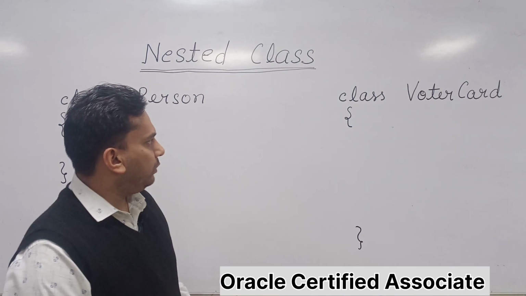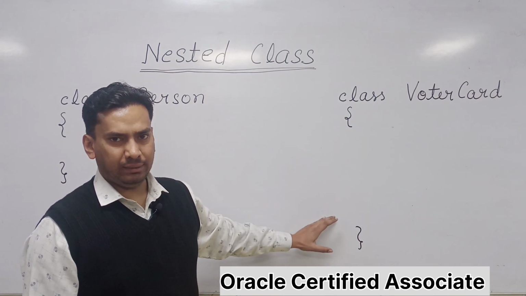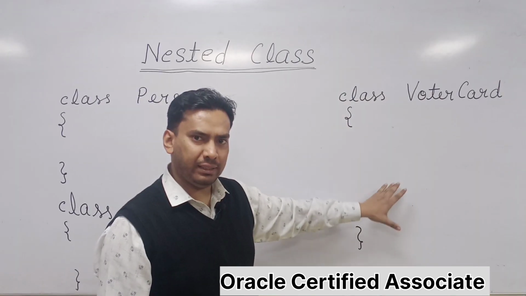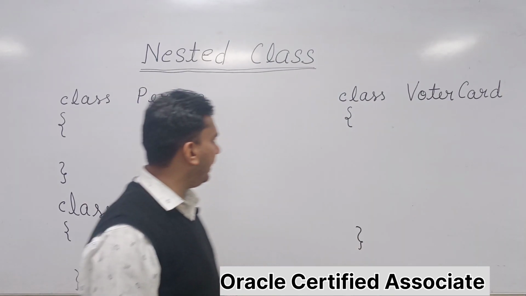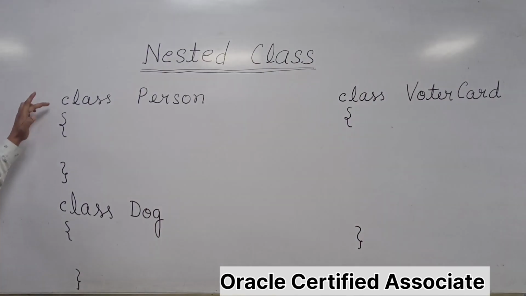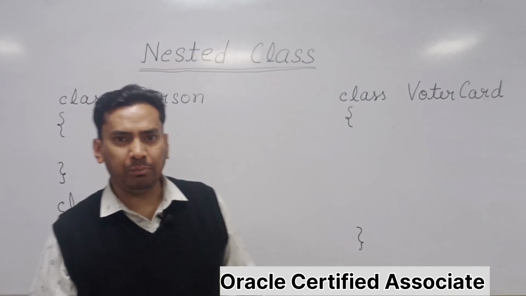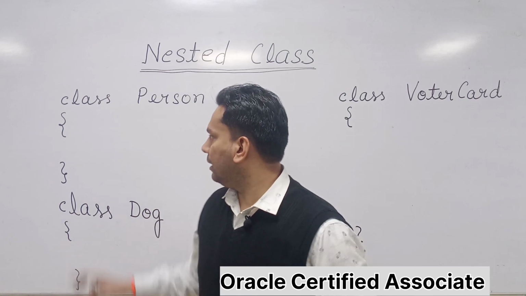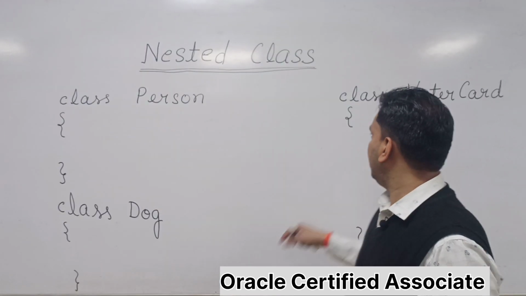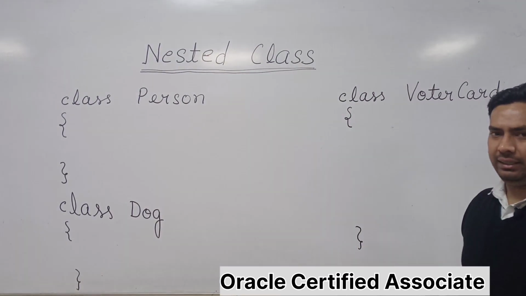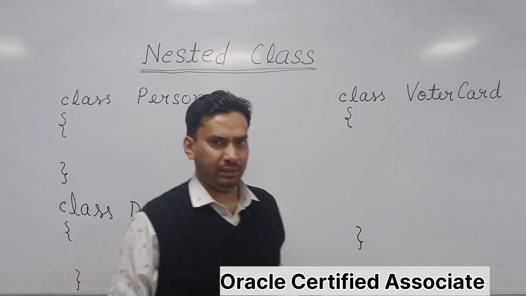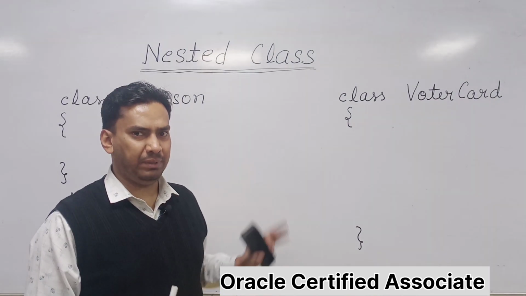Let's say I want to create a class VoterCard, right? I have defined the class VoterCard like a normal class, and I have created a class Person. I know that a person can create the object of VoterCard. So the class Person is created here and the class VoterCard is created here. Definitely Person can easily create the object of VoterCard. That is well and good and we are happy with that.